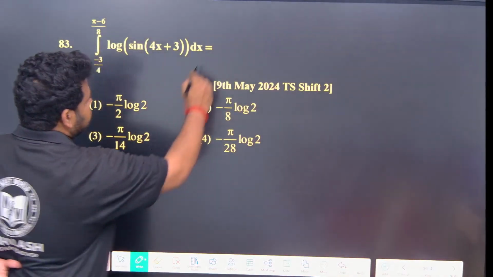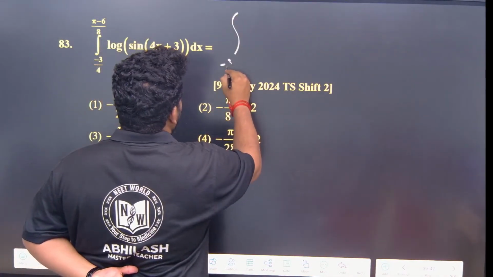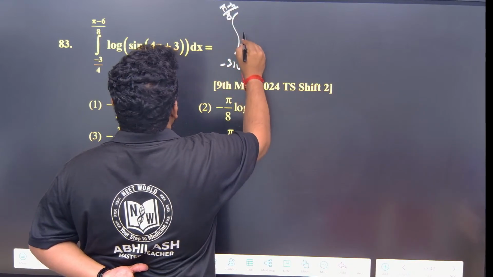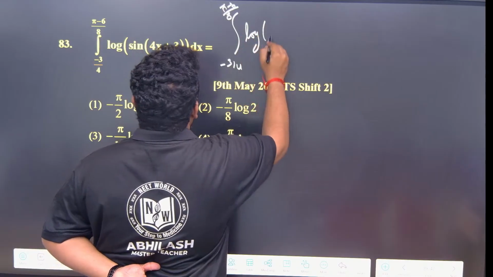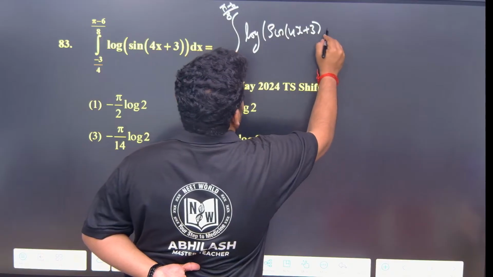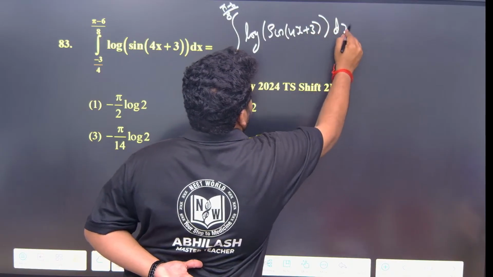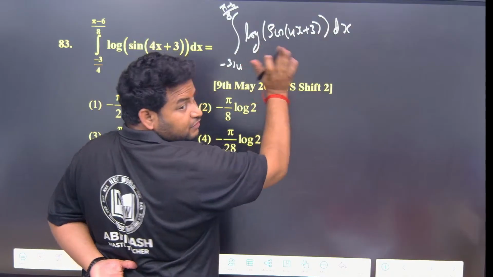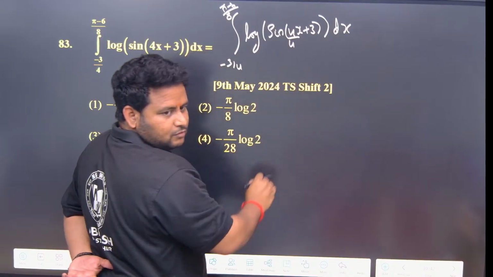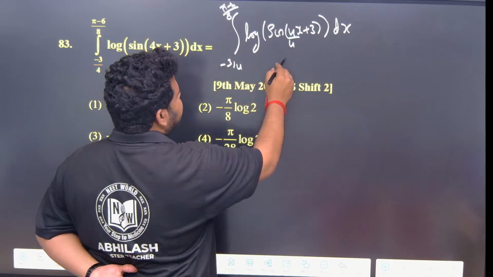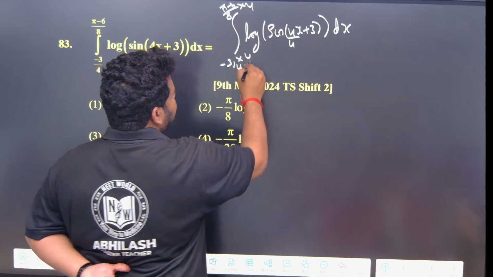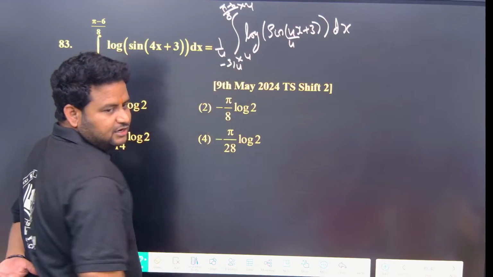We are having the integral from 0 to minus 3 by 4 pi minus 6 by 8 of log of sine of 4x plus 3 into dx. Correct? So first, only for 4x, not for 4x plus 3, I will divide by 4. If I divide by 4, I should multiply by 4, so here it will be 1 by 4.